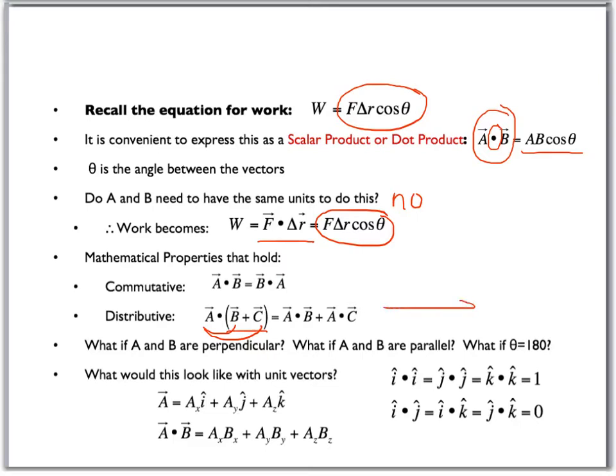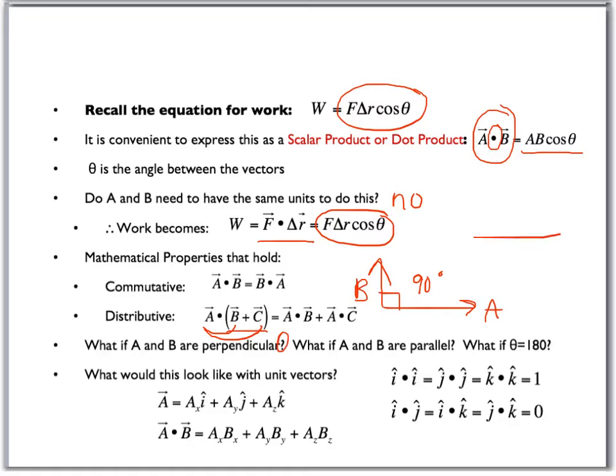Now what if A and B are perpendicular? If this is vector A and this is vector B, and they were perpendicular, this would now be a right angle between them, or a 90-degree angle. So what is the cosine of 90 degrees? Well, the cosine of 90 is a 0. So if you had these two things perpendicular, that dot product is going to be a 0.